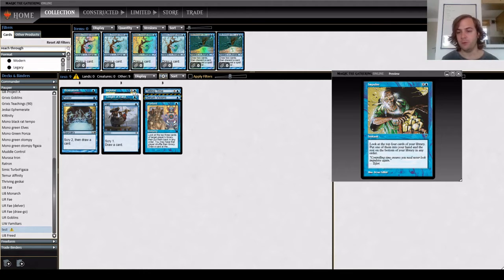So if you do Impulse in response to something, and maybe you're finding your counterspell, let's say, right? You need to counter the spell that your opponent is playing, or you are going to lose. So you Impulse in response, find your counterspell, counter it, and you're fine with that.